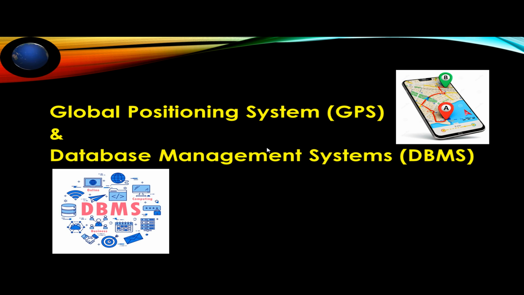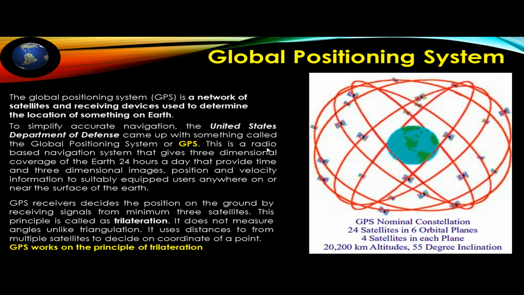Today I'm going to cover the global positioning system and the database management system in today's class. So guys, the global positioning system is a network of satellites. There are around 24 satellites, which are receiving devices used to determine the exact location of any object on the earth's surface.